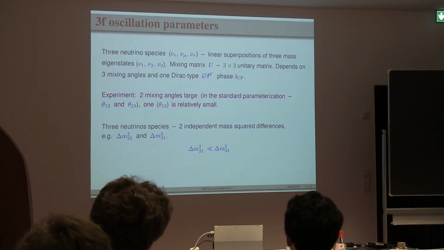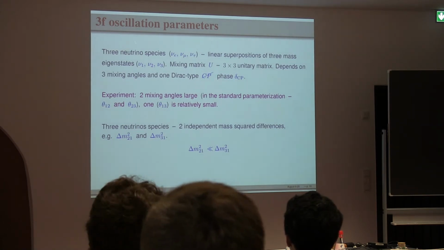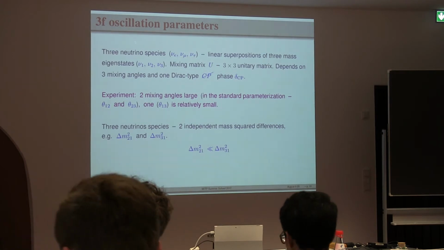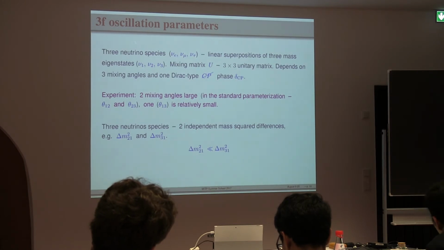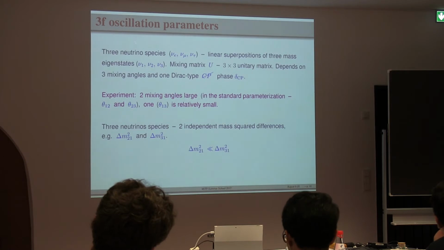So let's consider three flavors. That was a general case. Let's now consider the three flavor situation, the standard situation in which we do not assume any exotics like sterile neutrinos. In this case, we have three neutrino flavor states, electron, muon, and tau neutrino, which are linear superpositions of three mass eigenstates, nu1, nu2, and nu3. The mixing matrix is a 3x3 unitary matrix, which depends on three mixing angles and one Dirac type CP violating phase.